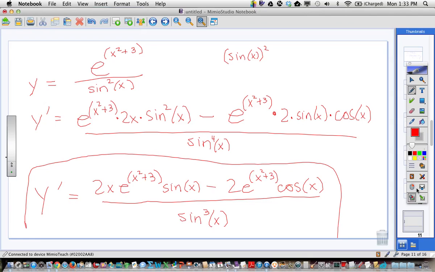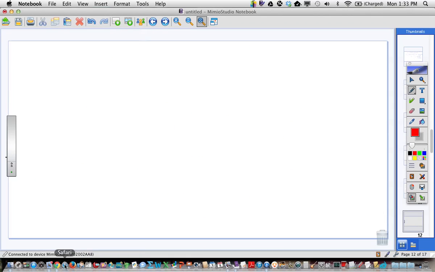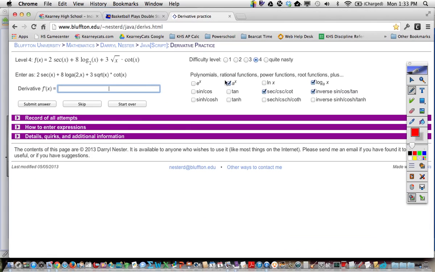Yeah? So if we did factor out the 2 and the e to the x squared plus 3 on top, it doesn't really do anything, but is it wrong? No. Okay. Yeah, that's not wrong. No, not at all. It's just that I just factored out what I needed to cancel, but to factor out the other stuff is perfectly fine. Okay? All right, let's see what else the website might have for us.